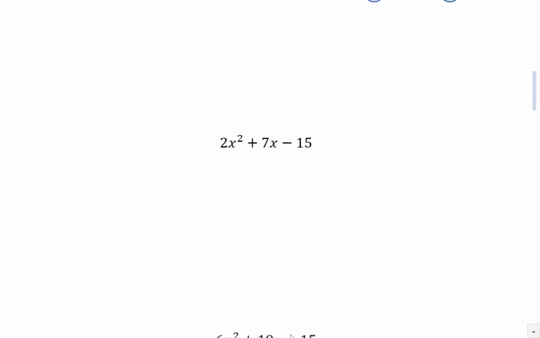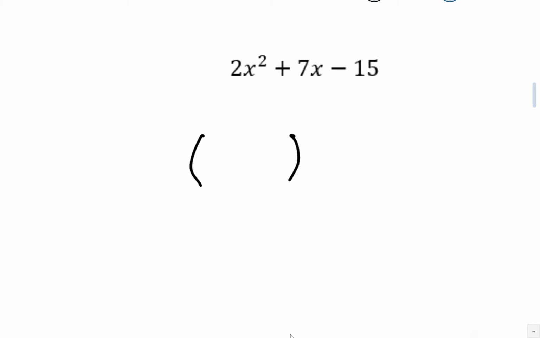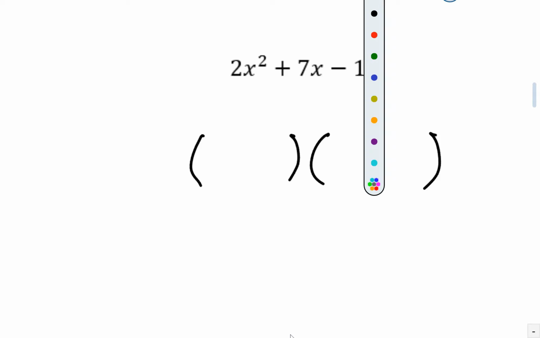This next problem, again, we know we're going to have 2 binomials. This one, the last term is negative and the middle term is positive, which means one has to be negative and the other has to be positive. We're not going to worry about that right now.